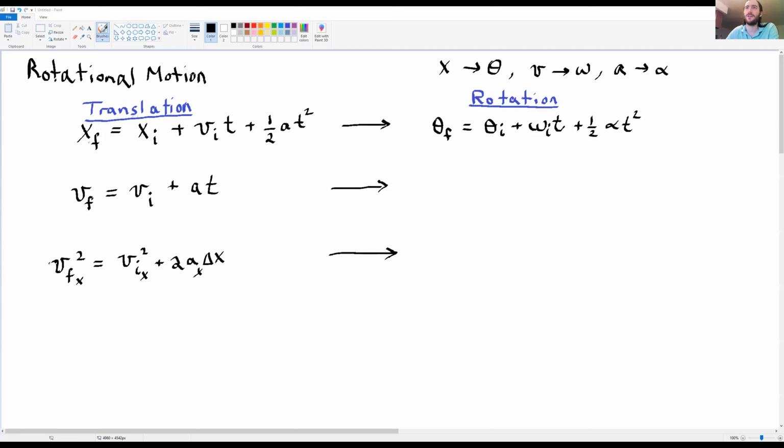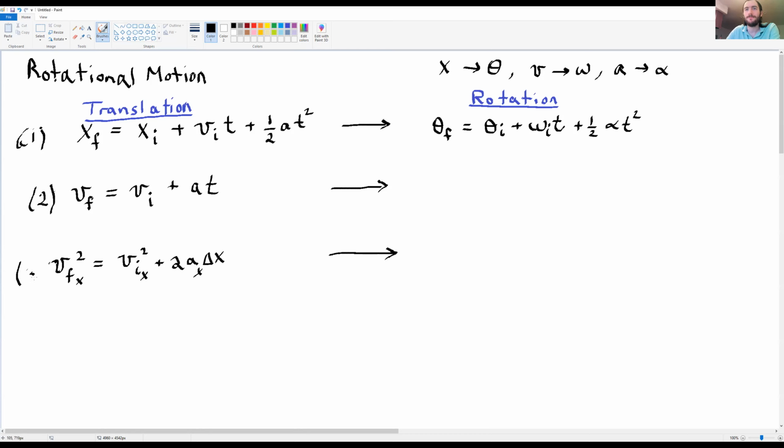The second equation here, so let's call this the first equation. The second equation tells you how the velocity changes if you're accelerating. Again, it has to be constant acceleration. So the final velocity is equal to the initial velocity plus the amount that it changes due to the acceleration, which is a times t.